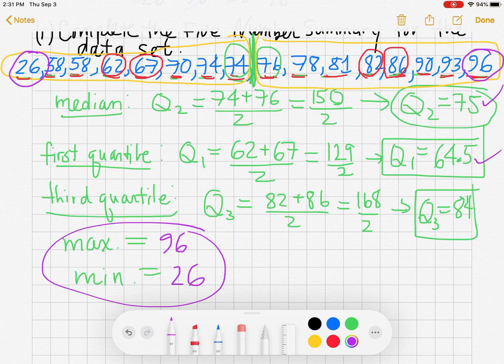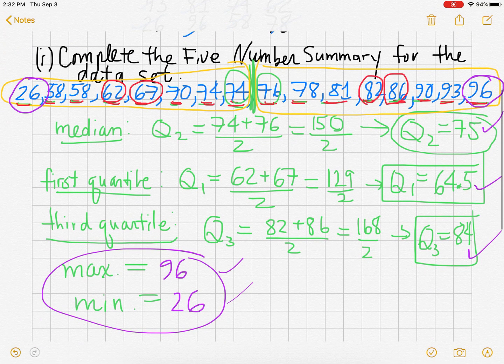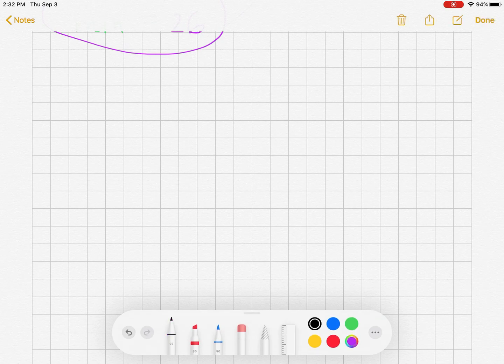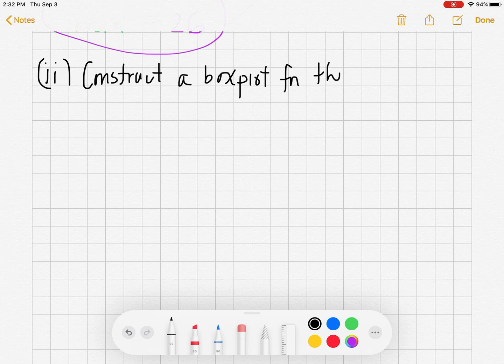So this is my 5-number summary, right? I got the median, the first quartile, the third quartile, and my max and my min. Okay, so we've done the 5-number summary. Now we want to put these numbers into a box plot. Box plot 2. Instructions are to construct a box plot for the data set.